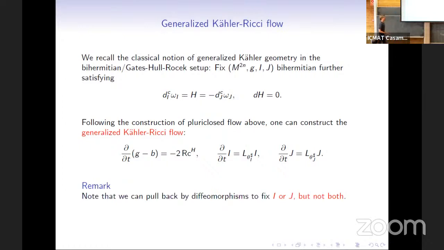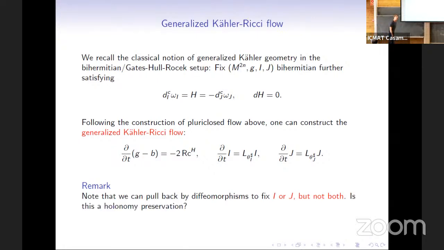And notice, and again, this is an important point. For pluriclosed flow, it's no problem. We can work on a fixed complex manifold if you like, but you simply cannot fix them both. You can't fix both I and J, and this is a really important part of the story. So if I like, I can pull back by the diffeomorphisms generated by theta_I, and I can fix I or J, but not both.